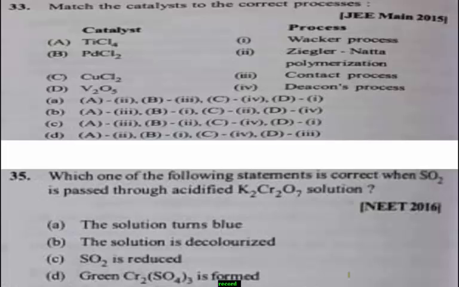And PdCl2 is one of the catalysts used in the Wacker process. And CuCl2 is used in Deacon's process, because we use it in Deacon's reaction. And V2O5 is used in the contact process. Therefore, option D is the right answer.